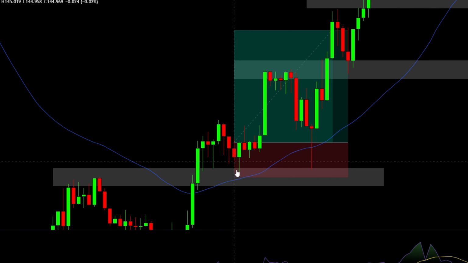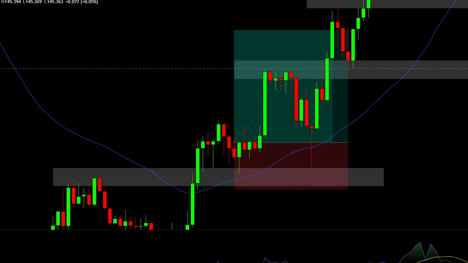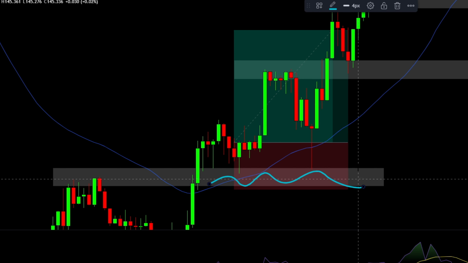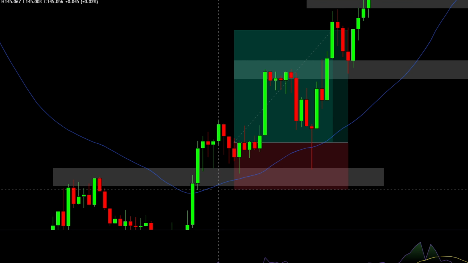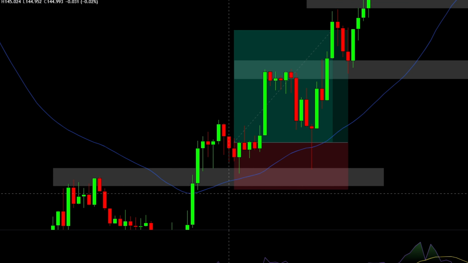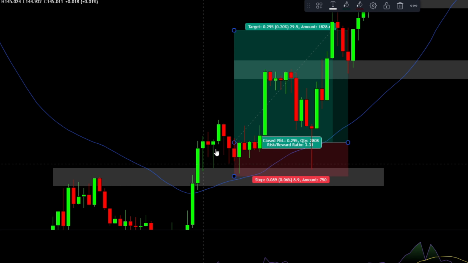What you can also do if you want to be a bit conservative is set the stop loss below the support area. So you have basically two options here, either just below the candle or below the support area. But let's set a tight stop loss. Then this would give us a stop loss at around this point right here.